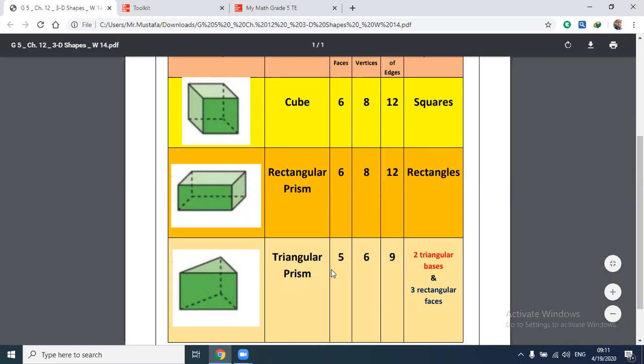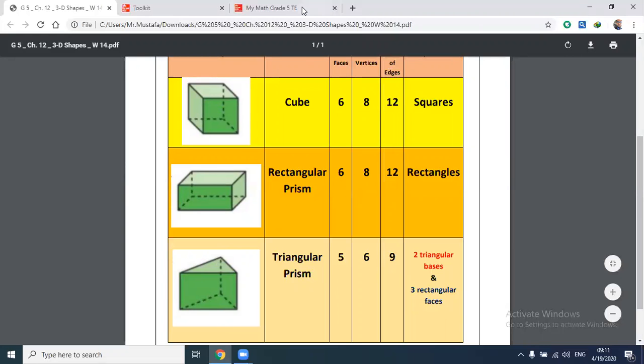To find the number of faces, vertices, and edges for the triangular prism, you can go ahead like this: 6 minus 1 is 5, 8 minus 2 is 6, 12 minus 3 is 9. Minus 1, minus 2, minus 3, to be easier for you. Also, the triangular prism has 5 faces: 2 triangular faces, the top and the bottom, and 3 rectangular faces. The other lateral or side faces are called rectangular faces.